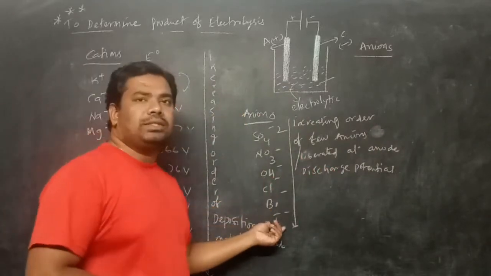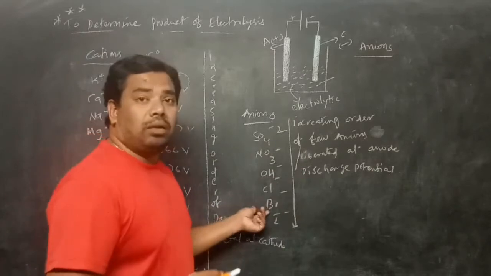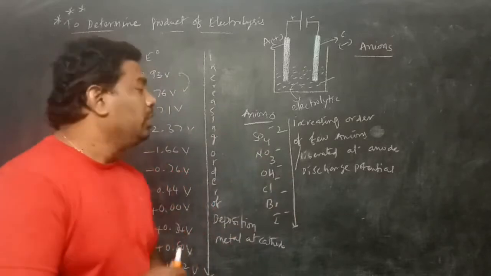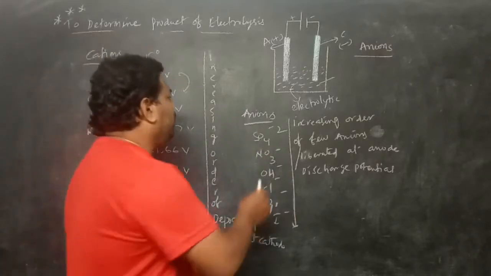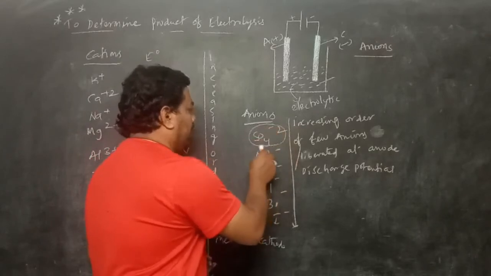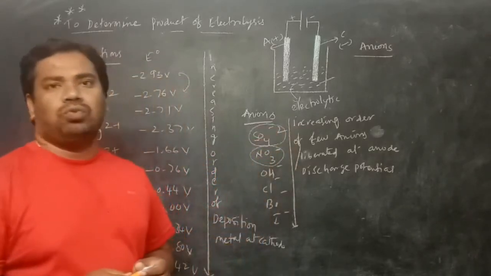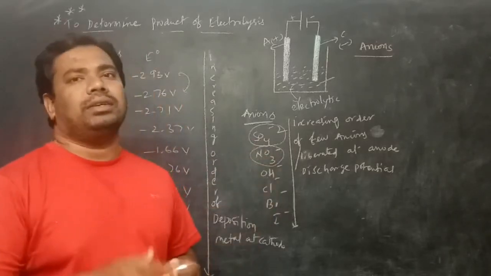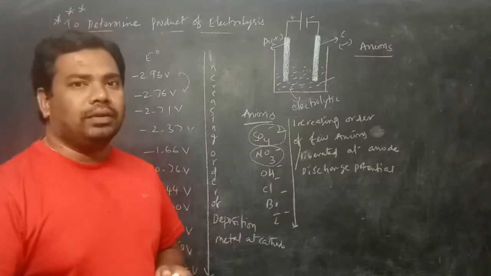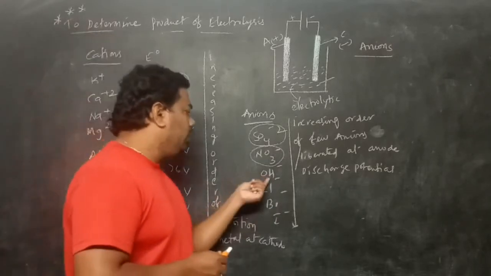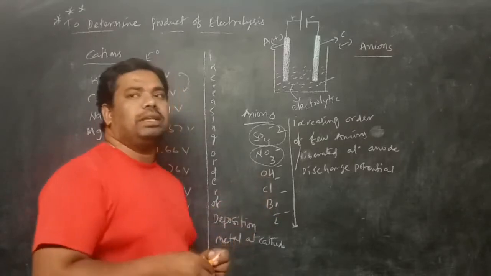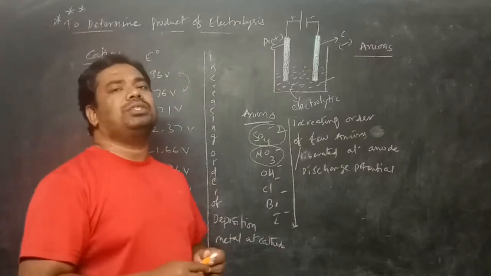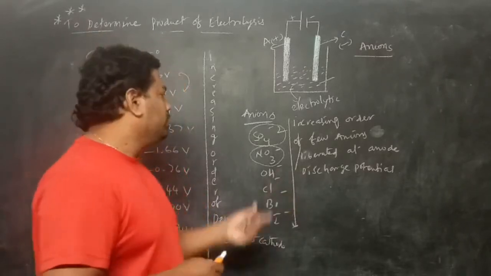So I- is more easily discharged than Br-, than Cl-, than OH-, than NO3- and SO4 2-. Remember students, anions like NO3- and SO4 2- are not easily discharged, which means these anions cannot be liberated at the anode. That is very important. So only these four anions, OH-, Cl-, Br- and I-, will be discharged or liberated at the anode. This is very important.